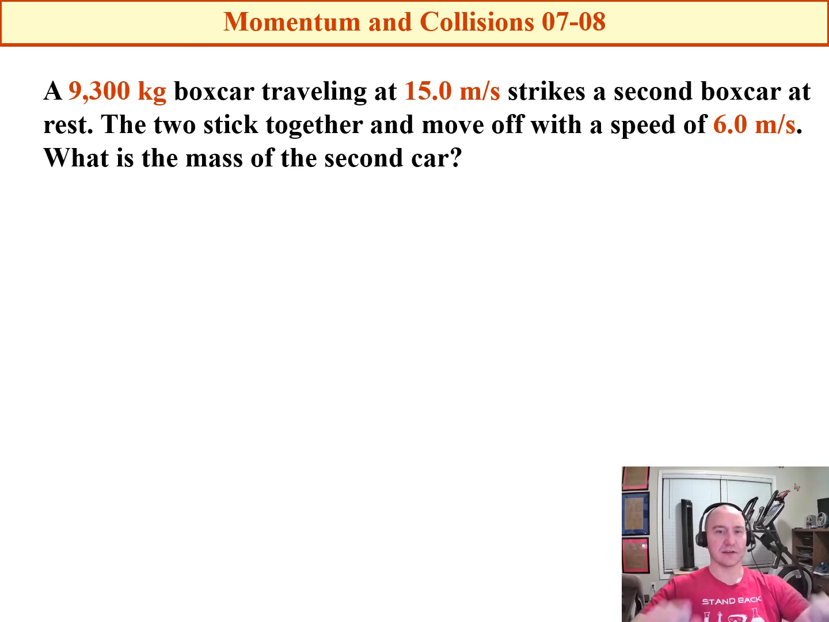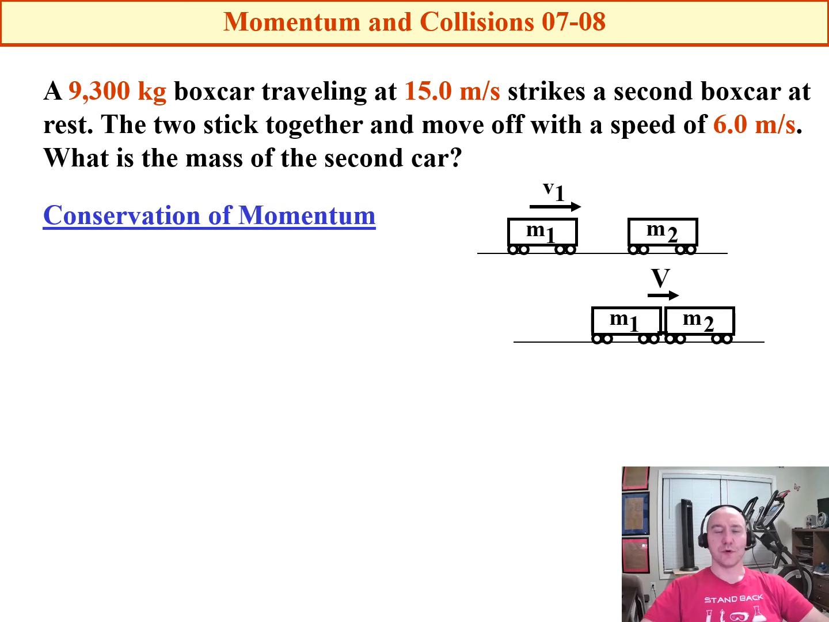All right, I'll give you a second to try this. All right, so we have an initial velocity of the first car. The second car is at rest. So we know we can figure out the initial momentum of both objects. And then when they stick together, we know the final velocity, right? Now the second boxcar, we don't know the mass, so we got to keep that as our variable. And that's going to be a variable on both sides. So the initial momentum and the final momentum, right?